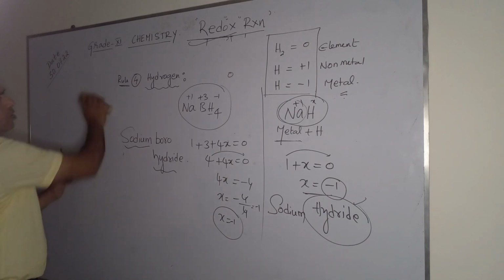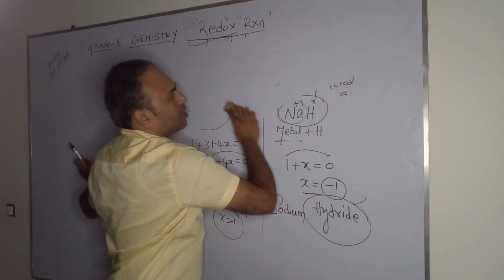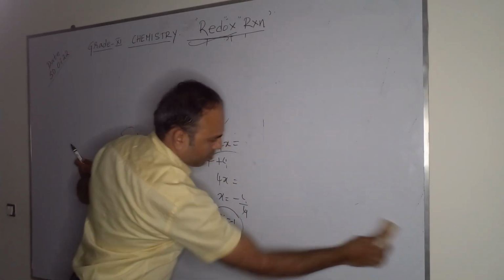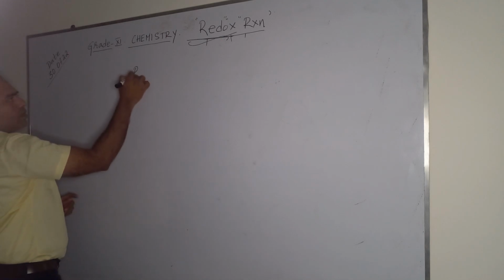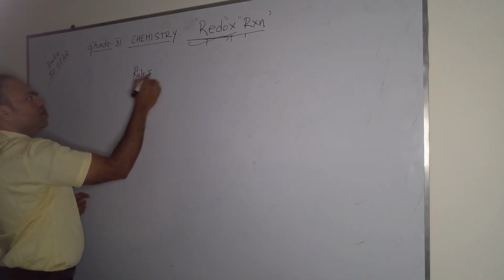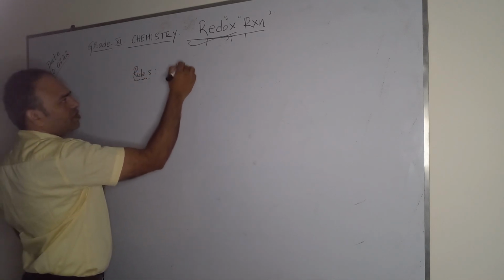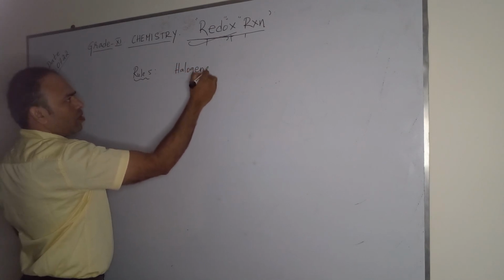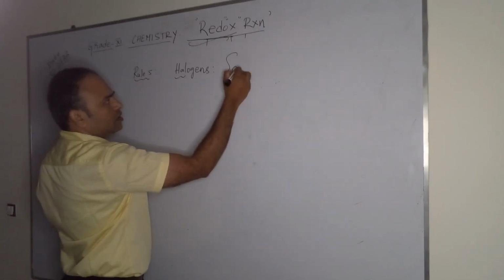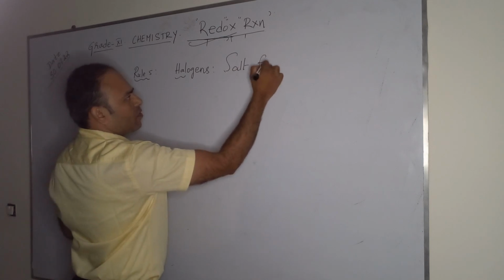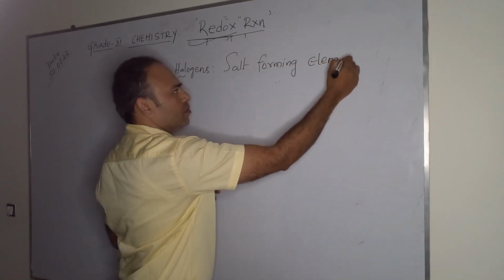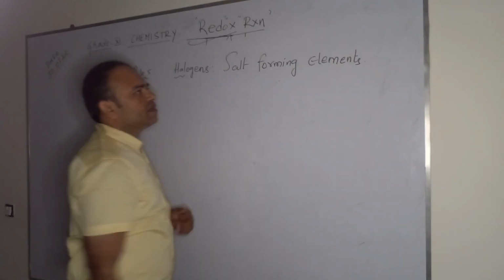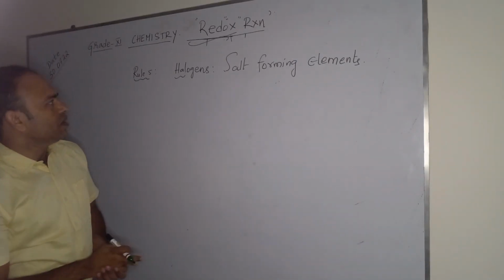Next, rule 5, halogens. Rule 5 is halogens. You know what halogens are? Salt forming elements. Halogens are salt forming elements.